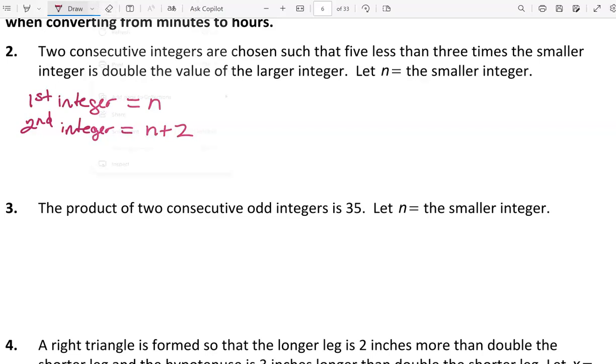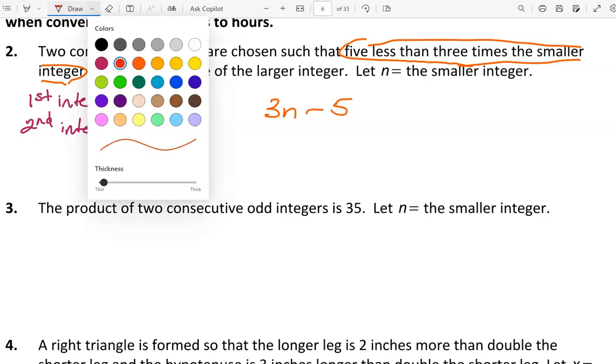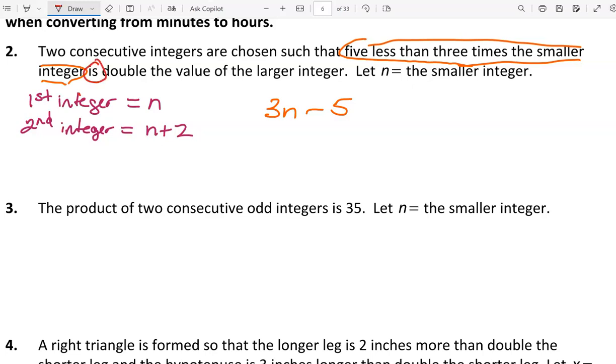Now we're going to translate each part of this sentence one by one. So let's take a look at what it says about these. 5 less than 3 times the smaller integer. So let's take a look at that phrase right there. 3 times the smaller integer would be 3 times n. 5 less than that means we subtract 5 from that. The word is our equal sign in mathematics when we translate from English.